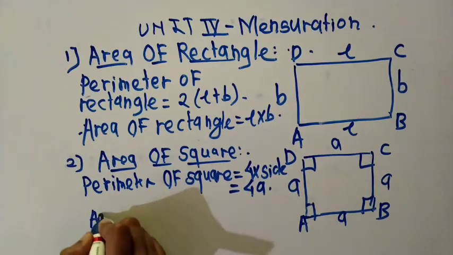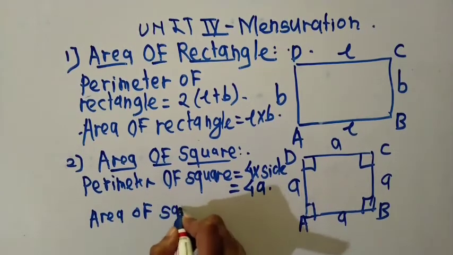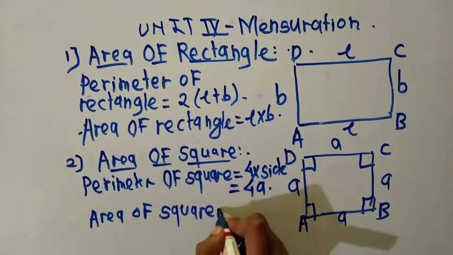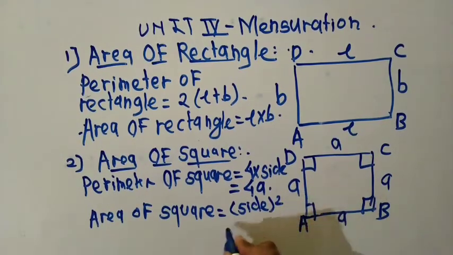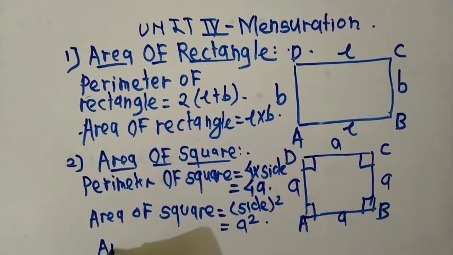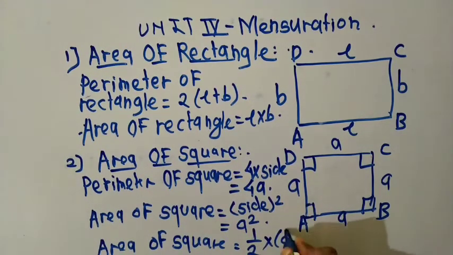and area of square is equal to side square, is equal to A square, and area of square is also equal to 1/2 into diagonal square.